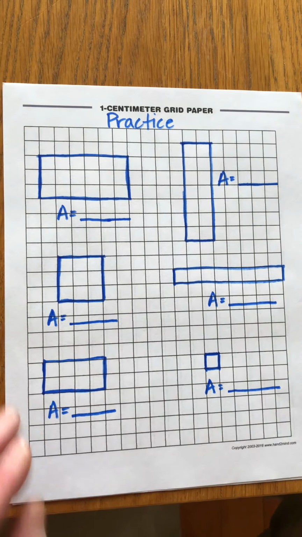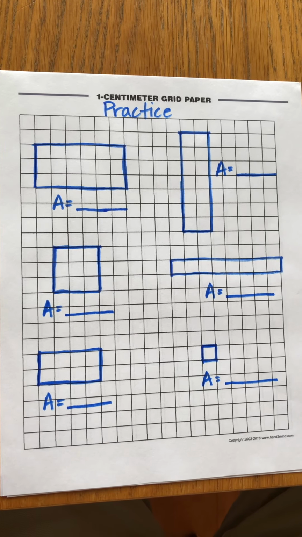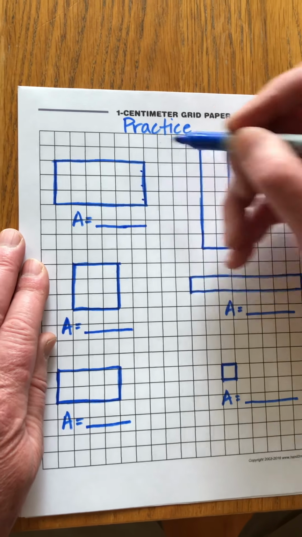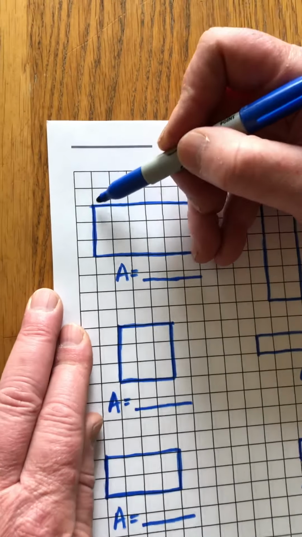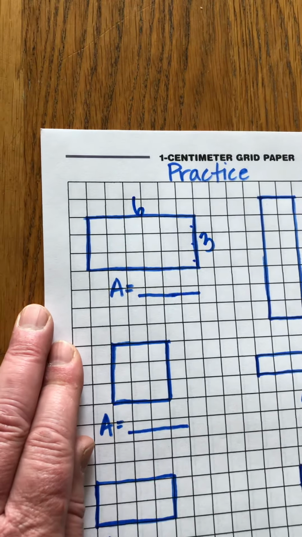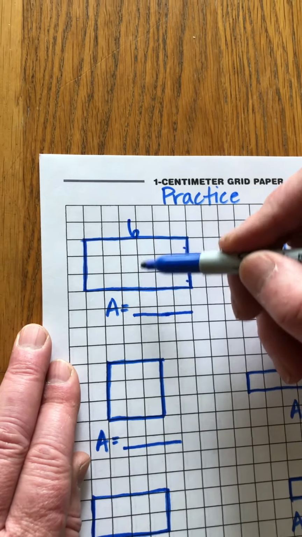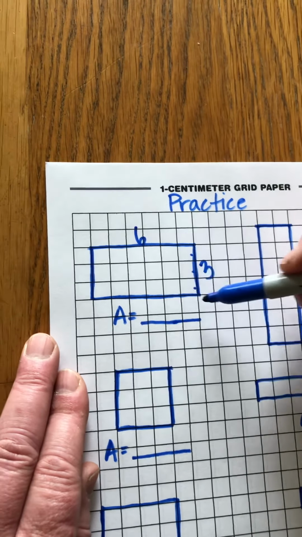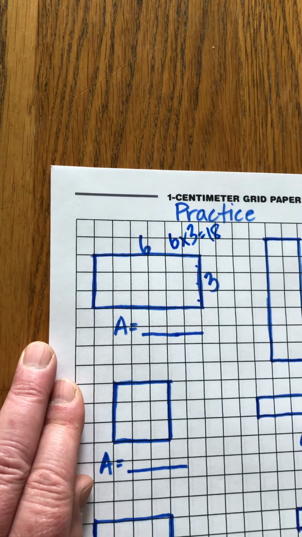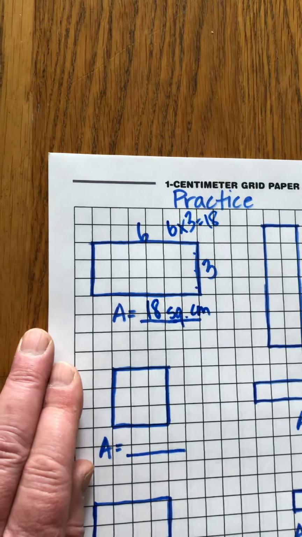Okay, I'm back. So hopefully you have done these 6 problems, and now I'm going to go over them so that you can check your work. So let's do this one first. So this is 1, 2, 3 centimeters. 1, 2, 3, 4, 5, 6 centimeters. So it's 3 by 6. Okay. You could count them, 1 through 18, or you can multiply 6 times 3, and that equals 18. So your area is 18 square centimeters.